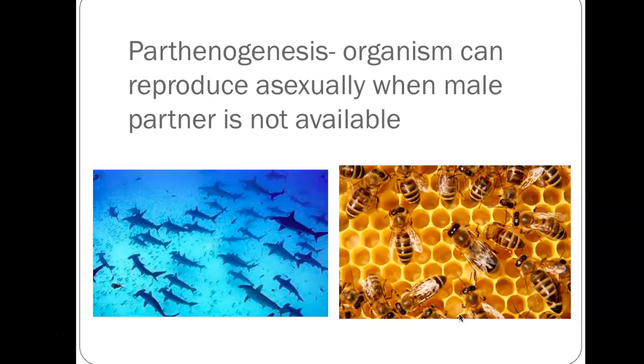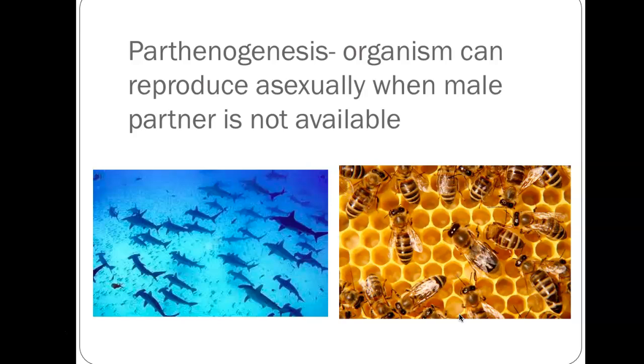Now, which organisms can do it? It's only females. Female sharks have been shown in captivity to be able to asexually reproduce and form female sharks. Bees, and when we get to ecology, you're going to learn all about bees. You're going to know so much more about bees than you ever thought you would in your life.